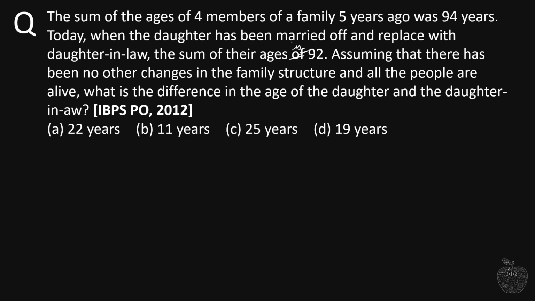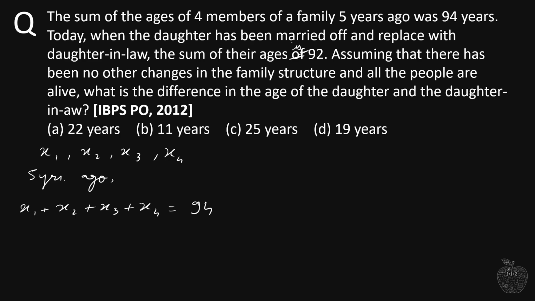Okay, so let's see what the question is trying to tell us. There is a family of 4 members. Let the members be x1, x2, x3 and x4. These are the 4 members of the family, and the sum of their ages 5 years ago was 94 years. So 5 years ago, x1 plus x2 plus x3 plus x4 was 94.